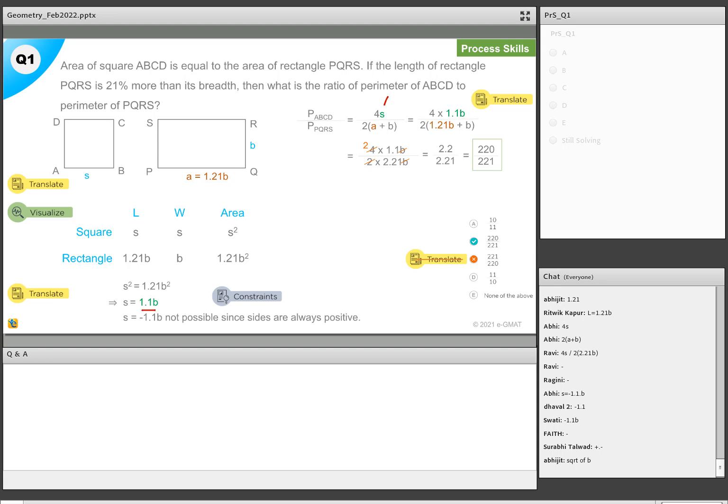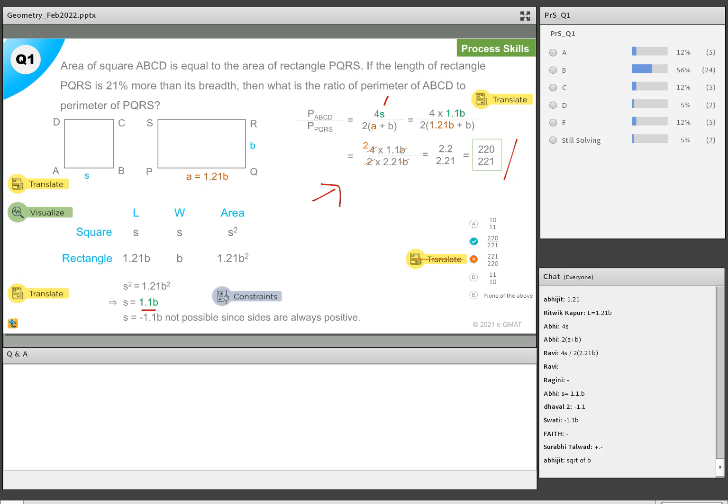But this is where that constraint comes in. You're talking about the side of a rectangle, this particular side of a square. It cannot be negative. It has to be positive. And therefore, S is definitely positive. The only possibility is 1.1 B. So now both the numerator and denominator, everything you can express in terms of B. So you should have been able to arrive at 220 by 221.